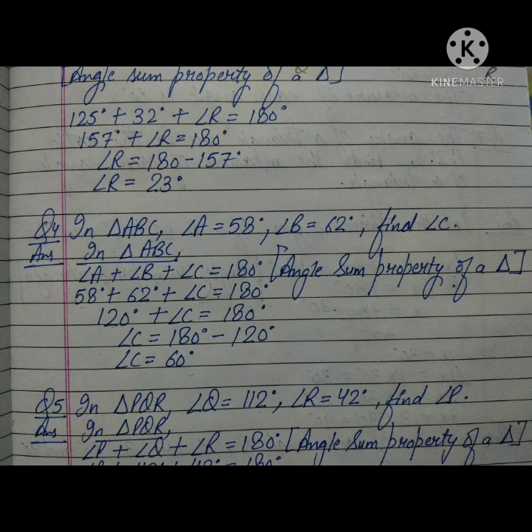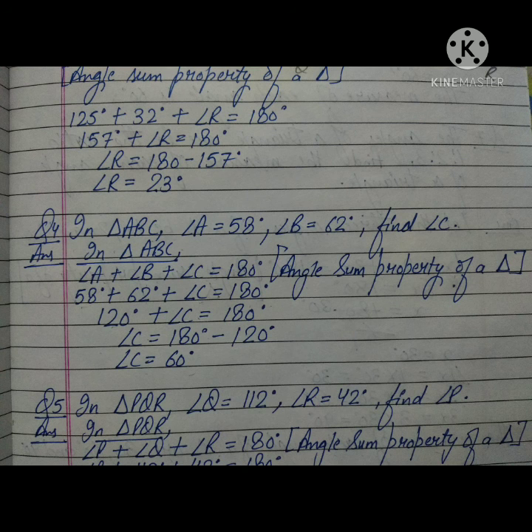In question number 4, in triangle ABC, angle A is equal to 58 degrees. Angle B is equal to 62 degrees. You have to find out the value of angle C. So in triangle ABC, angle A plus angle B plus angle C is equal to 180 degrees. That is the angle sum property of a triangle. 58 degrees plus 62 degrees plus angle C is equal to 180 degrees. When you add 58 plus 62, you will get 120, plus angle C is equal to 180 degrees. Angle C is equal to 180 minus 120 degrees.